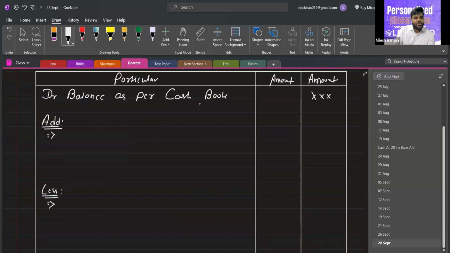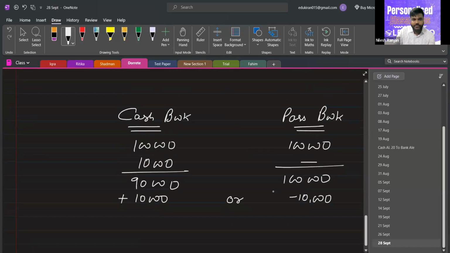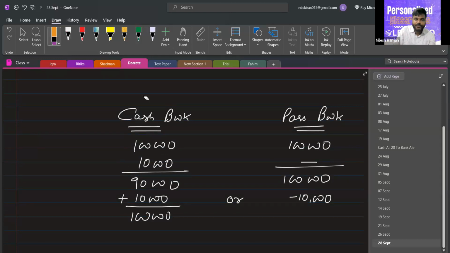So if your starting point is cash book, then you have to adjust the cash book here. You will add the 10,000 in cash, so it will become 1 lakh. You will not do anything here.